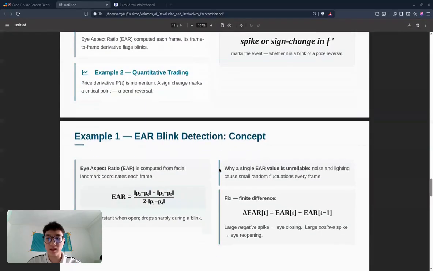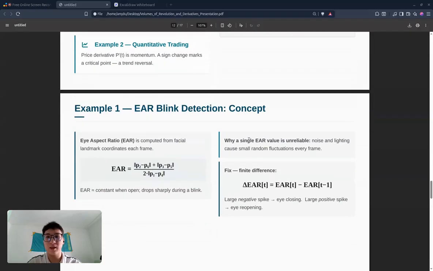So example one, I want to start with a real-time attention tracking system I built for a class project using a webcam and facial landmarks. The system tracks the eye aspect ratio, EAR, a number worked out from 6 points around the eye, showing how open it is. EAR stays roughly steady when your eyes are open, around 0.3 in a typical setup. When you blink, it drops for a few frames, then comes back.